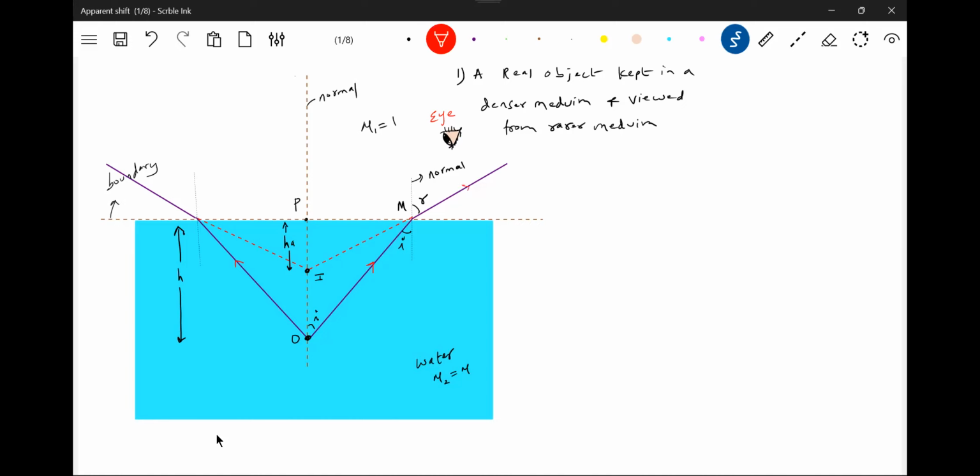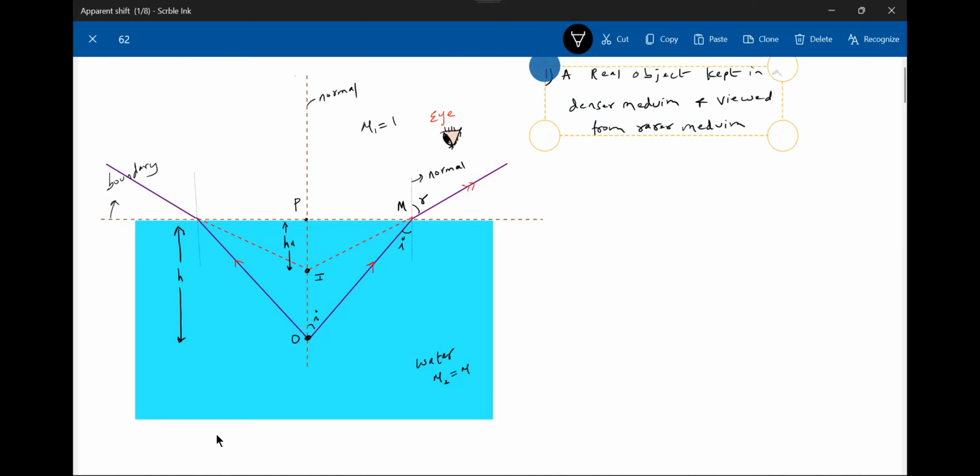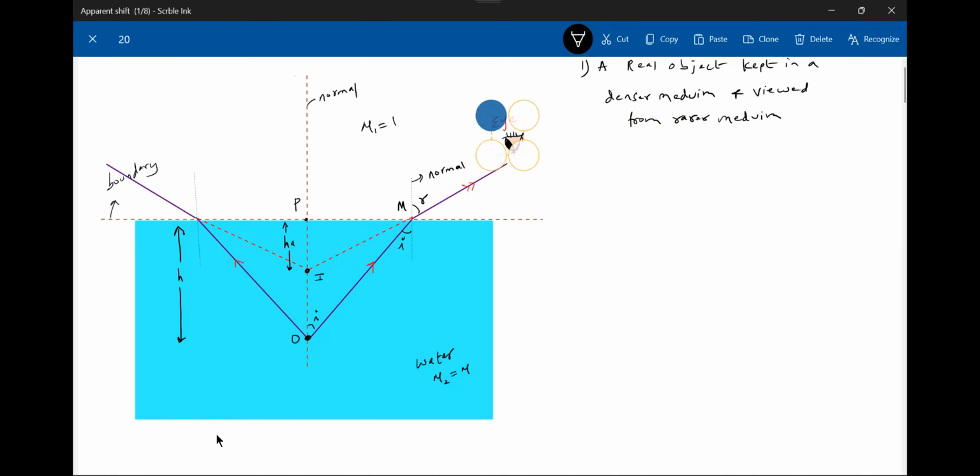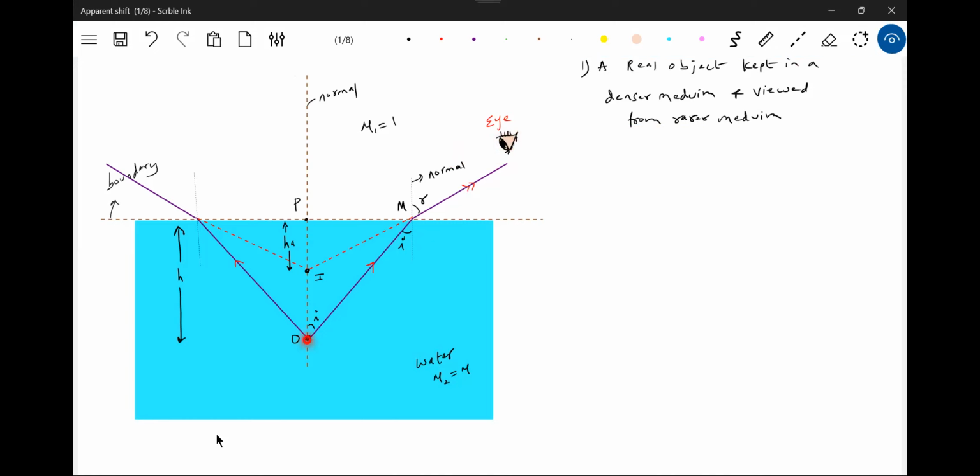Which rays will enter into the human eye? These refracted rays. When an object is visualized, the reflected or refracted rays enter into the eye. So the human eye is able to see this object because the refracted rays enter it. This is the real object, and there is a virtual image. Though the object is here, when it is viewed, it will appear elsewhere. So some shift is there, apparent. Actually the object is here, but it will appear nearer to the boundary. Therefore the word apparent is brought in.